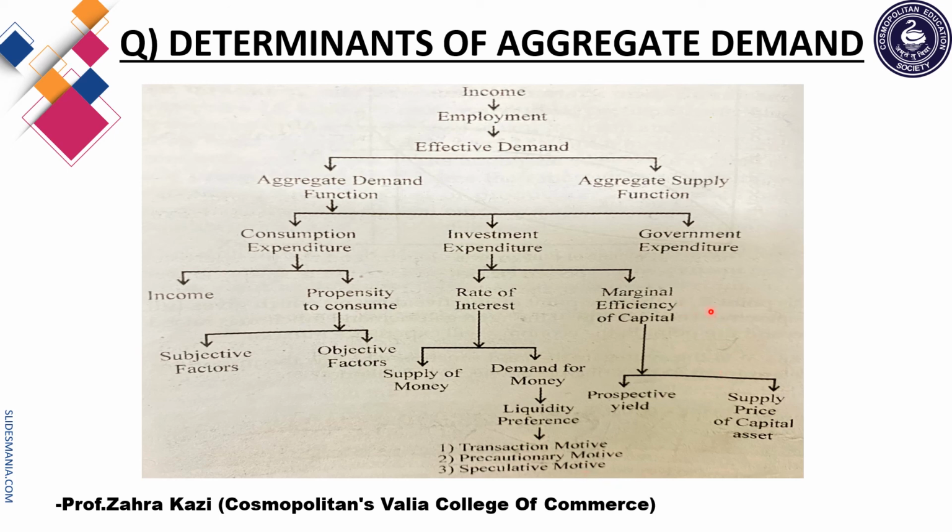On the other hand, we have MEC, that is marginal efficiency of capital. This further depends on the prospective yield. Prospective yield means expected rate of profit, and supply price of capital asset means the cost of capital asset.